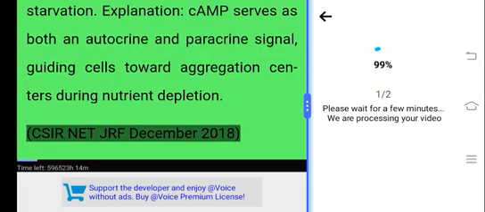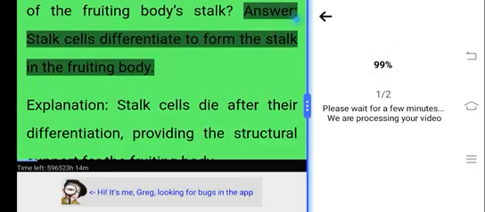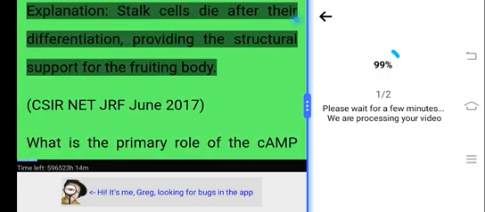CSIR NET JRF, December 2018. During the differentiation of Dictyostelium cells, which of the following cell types contributes to the formation of the fruiting body stalk? Answer: stalk cells differentiate to form the stalk in the fruiting body. Explanation: stalk cells die after the differentiation, providing the structural support for the fruiting body.